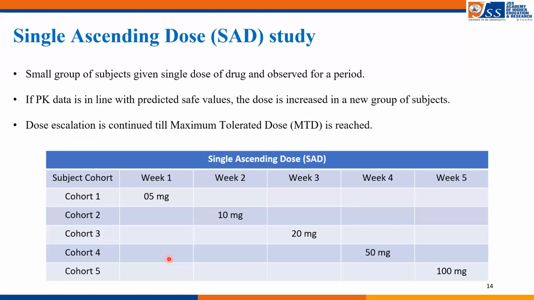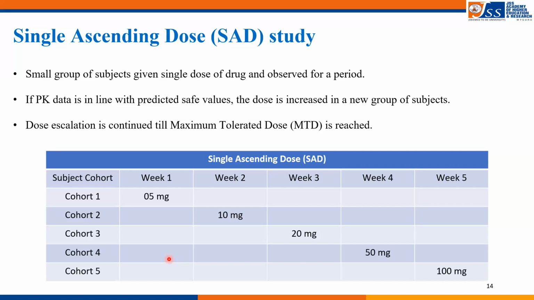In this, as the name specifies, you're going to give a single dose in an ascending order. The process involves taking a small group of people who will be given a single dose of the drug and who will be observed for a period of time. If the tolerability of the drug is good, and the pharmacokinetic data and the other data are good, within the predicted safe values, then the dose of the drug is increased in a new group of subjects. This process will continue till a maximum tolerated dose is reached.